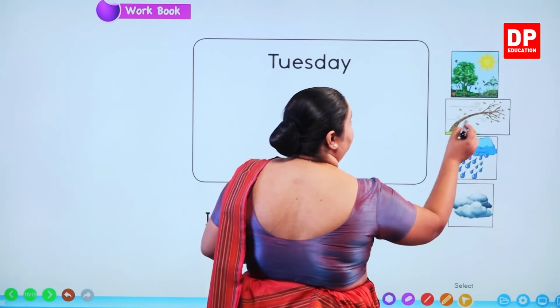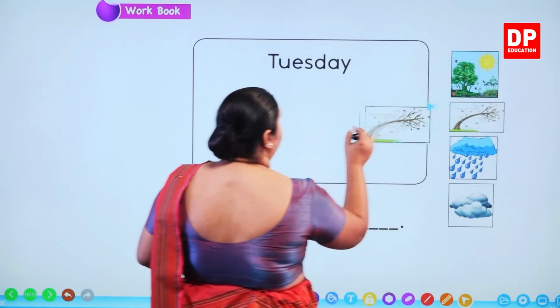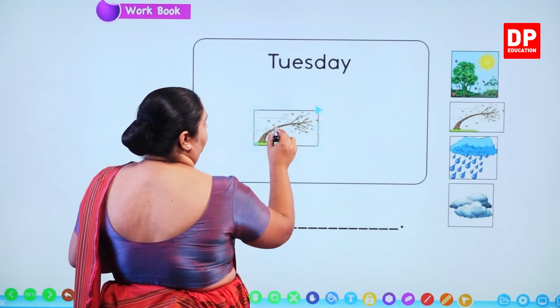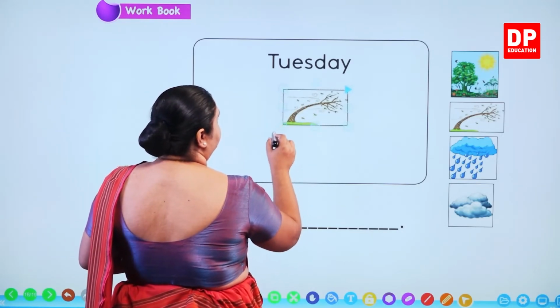So now the teacher will bring the windy day over here. Now can you see my picture?